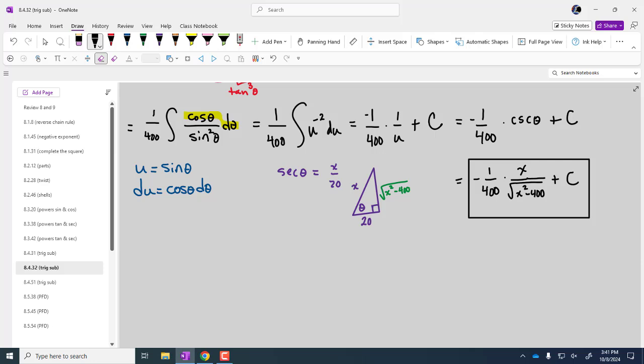Would you want us to combine it at the very end, or is it fine to leave it just? It's fine to leave it like that. There's not a lot of combining to do. You could just put that 400 in the bottom. That's all you could do. You could write it that way too.